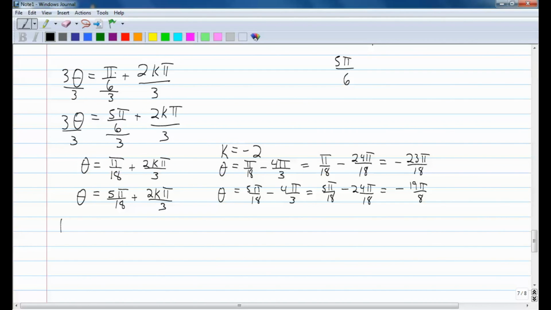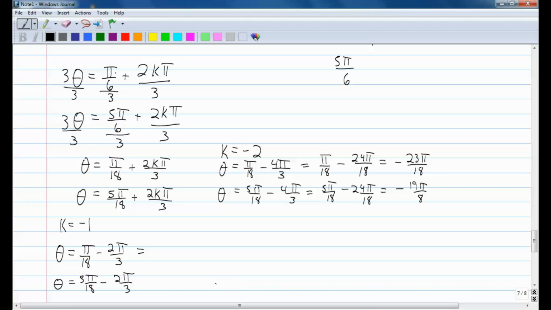So now I'm going to move up to k equals negative 1. So plug in a negative 1 for k, and I'll have pi over 18 minus 2 pi over 3 and 5 pi over 18 minus 2 pi over 3. Let's see if either one of these answers is greater than 0.